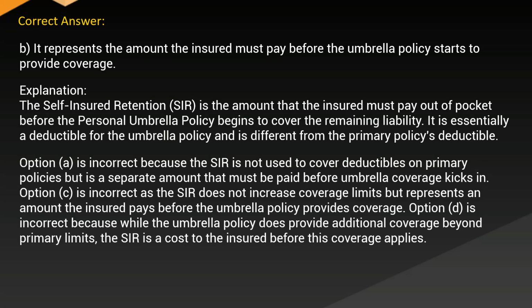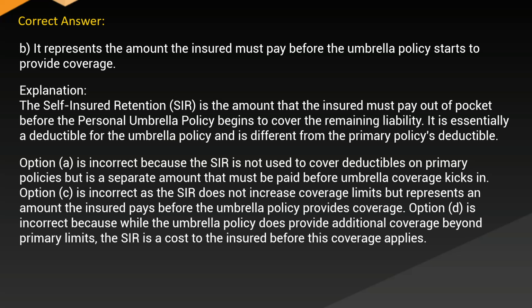Correct answer: B. It represents the amount the insured must pay before the umbrella policy starts to provide coverage. Explanation: the self-insured retention, SIR, is the amount that the insured must pay out of pocket before the personal umbrella policy begins to cover the remaining liability. It is essentially a deductible for the umbrella policy and is different from the primary policy's deductible. Option A is incorrect because the SIR is not used to cover deductibles on primary policies, but is a separate amount that must be paid before umbrella coverage kicks in.